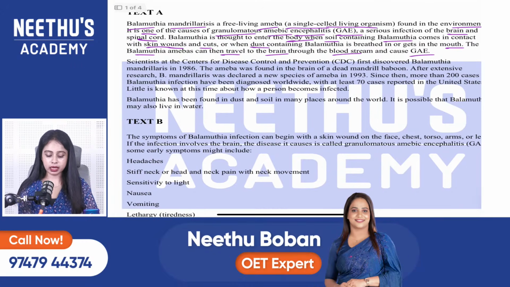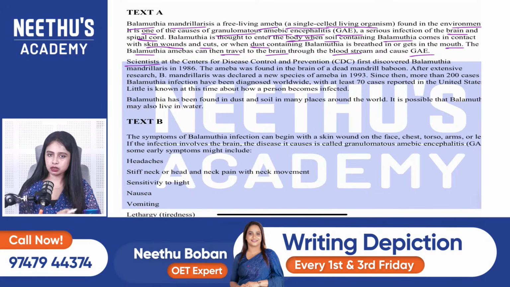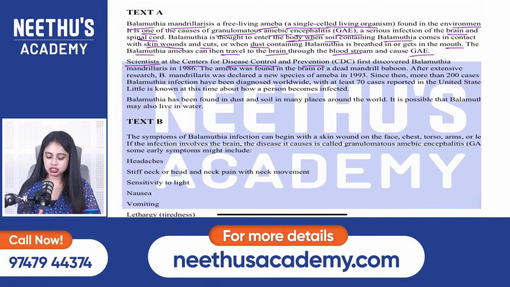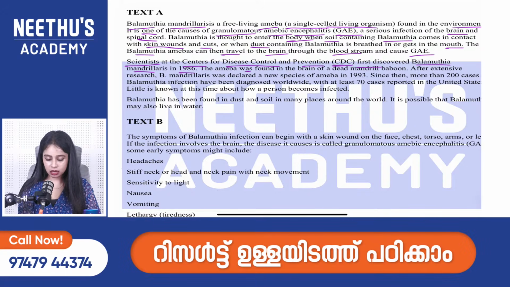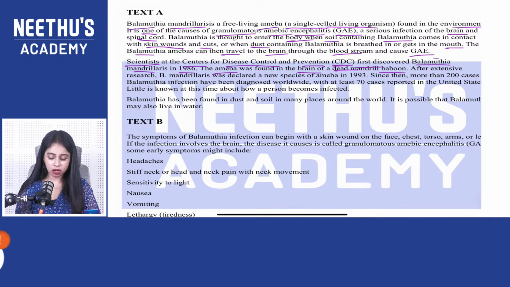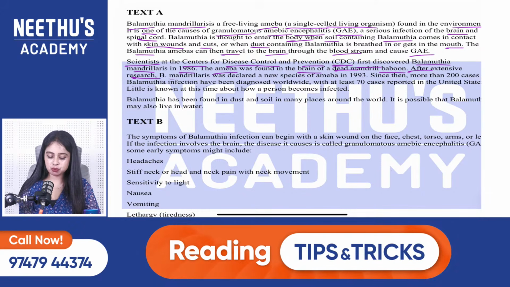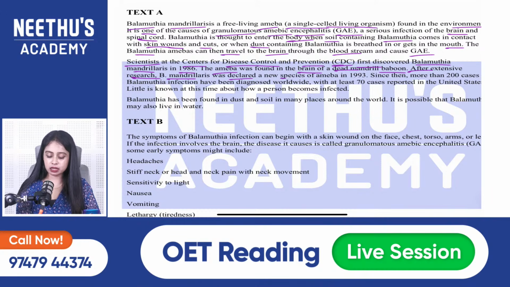Clear? Then scientists, the name of a particular group of persons. At the Centers for Disease Control and Prevention, CDC, first discovered Balamuthia mandrillaris in 1986. The amoeba was found in the brain of a dead mandrill baboon. After extensive research, B. mandrillaris was declared a new species of amoeba in 1993.